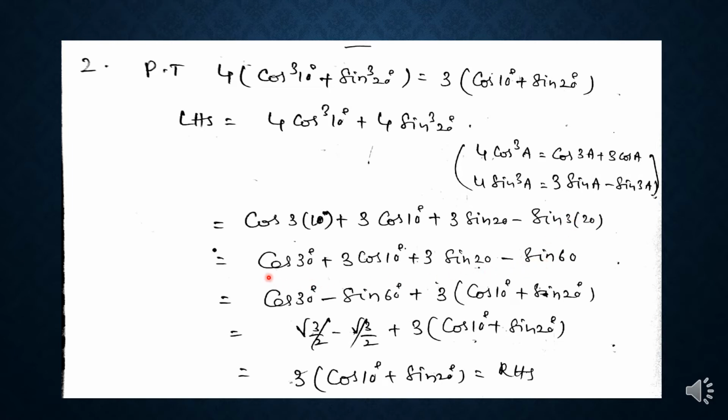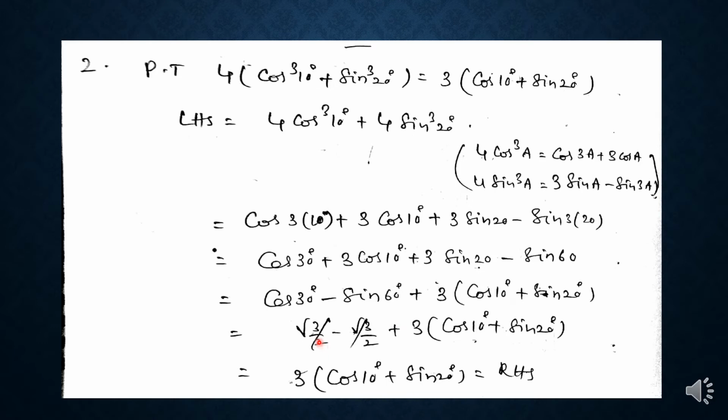Now in these terms we have some known values. So by substituting those values: cos 30 minus sin 60 plus 3 cos 10 plus 3 sin 20. Here these two are the known values, and these two terms we don't know. So cos 30 minus sin 60. What is the value of cos 30 degrees? That is root 3 by 2, minus what is the value of sin 60 degrees? That is also root 3 by 2, plus here 3 cos 10 degrees plus 3 sin 20 degrees can be written as 3 into cos 10 degrees plus sin 20 degrees.